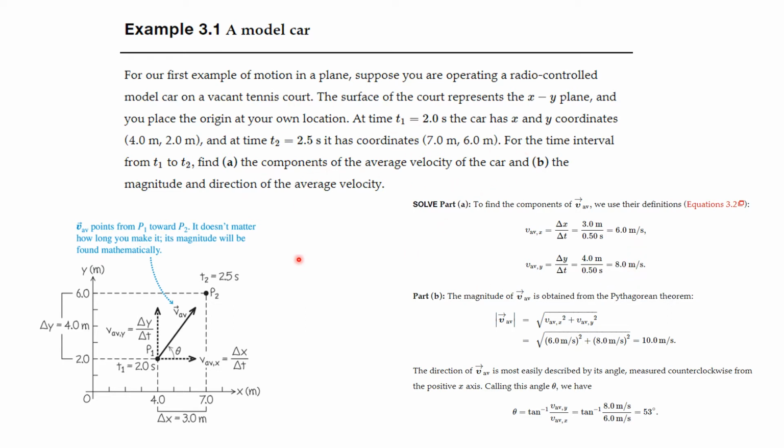Part B wants us to find the magnitude and direction of the average velocity. Well, the magnitude of the average velocity is the square root of the sum of the squares of those two. So 6 squared is 36, 8 squared is 64. You add them together, you get 100 meters squared per second squared. The square root of that is going to be 10 meters per second. Now the direction is most easily described by theta is the inverse tangent of the average velocity in the y direction divided by the average velocity in the x direction, and we get that this is 53 degrees.